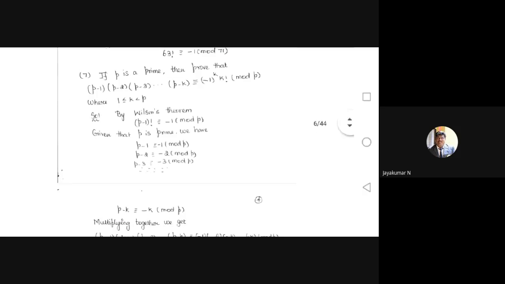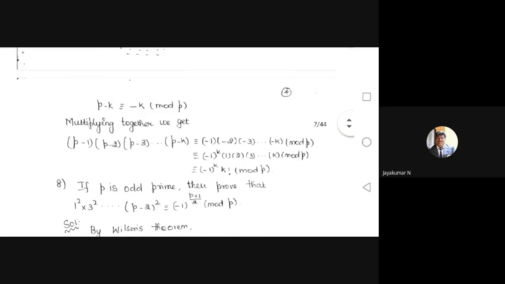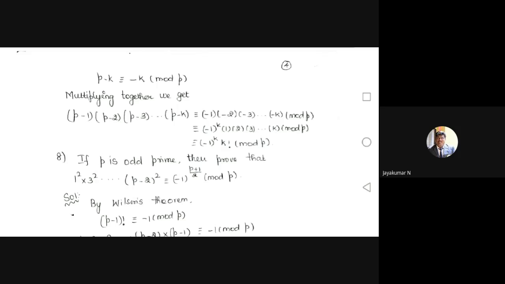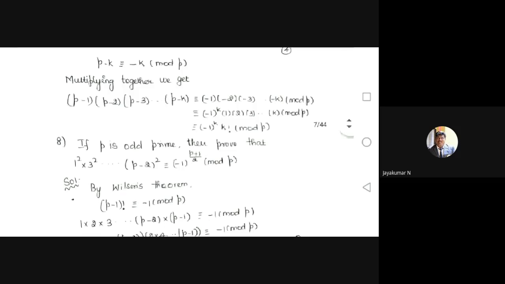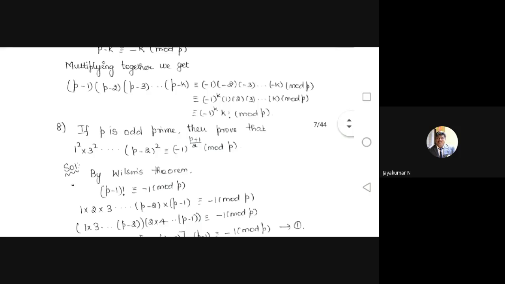So this is one of the important results. And the next proof: if P is prime, sorry, odd prime, which is the key point. If P is an odd prime, then prove that 1 square into 3 square into up to P minus 2 the whole square is congruent to minus 1 to the power (P plus 1) divided by 2 mod P.